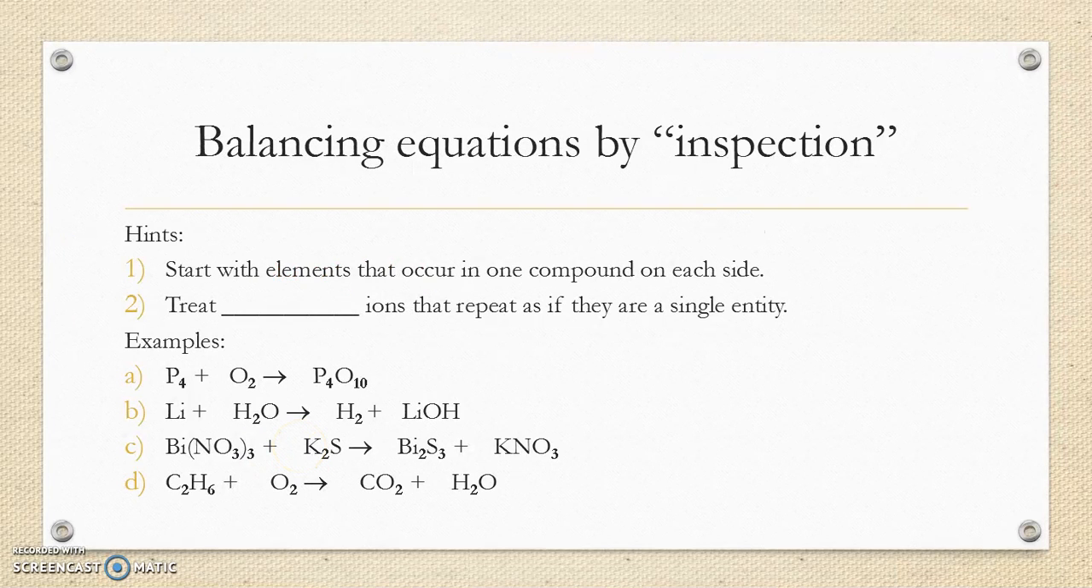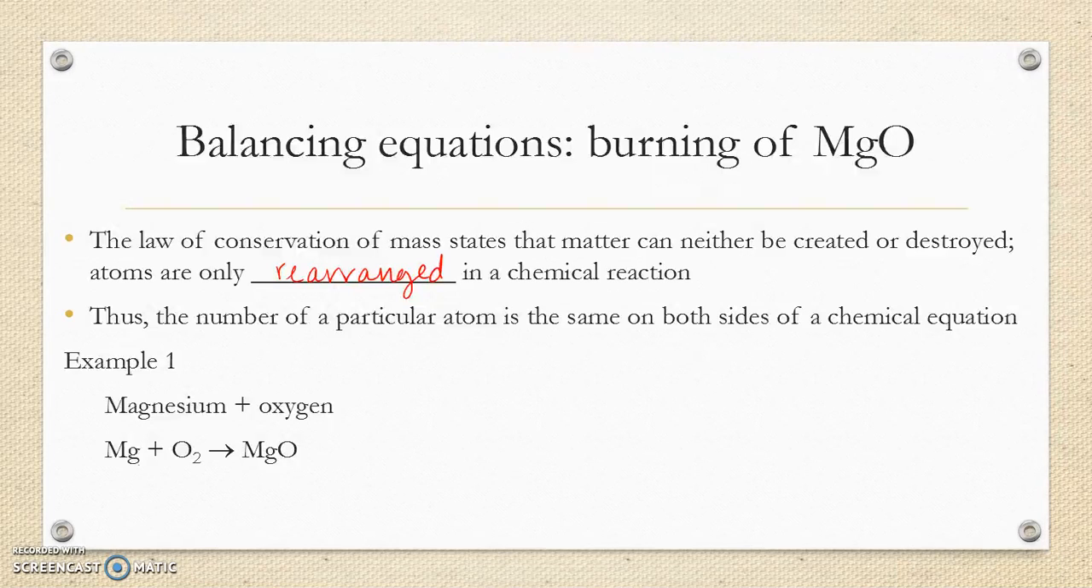That's good. We want to make sure we have the same atoms on each side. Well, the next question is, do we have the same number of atoms? Well, we have 1 magnesium over here, and we have 1 magnesium there. Yes! We're done. No, we're not, because we have oxygens. We have 2 on this side, and we only have 1 on this side. So this isn't balanced. We need to balance it.